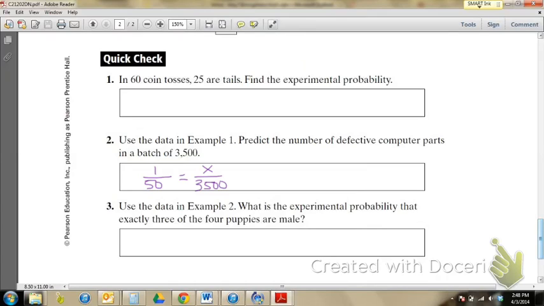Use the data in example 2. So that's the puppy chart. What is the experimental probability that exactly 3 of the 4 puppies are male? Okay, so count up how many times that happened, put it over 16, and reduce it if need be. I'm going to check your work in class.